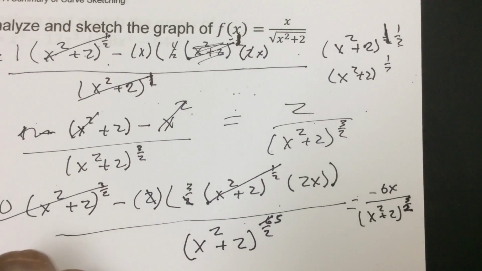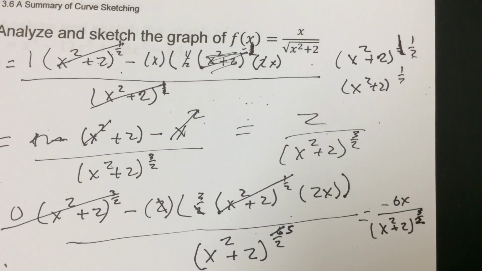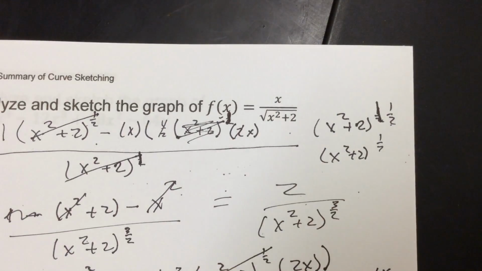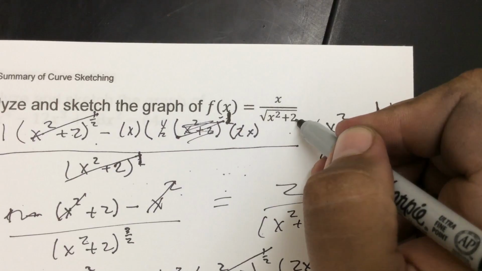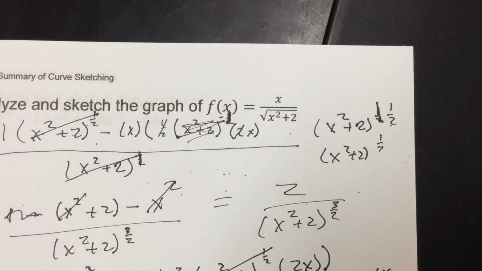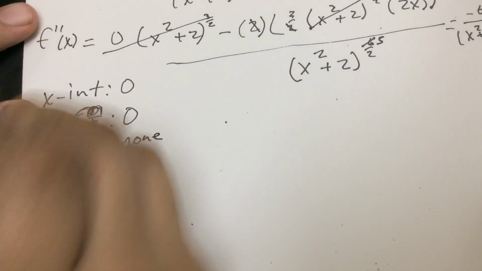Okay. So the x-intercept would be what makes the top 0. Well, if our top was just an x, the top would be 0. The y-intercept, if we put 0 in there, we'd get 0 over 2, which would be 0. Vertical asymptotes, well, it's x squared plus 2, so there's no way to ever get 0. So no vertical asymptote.